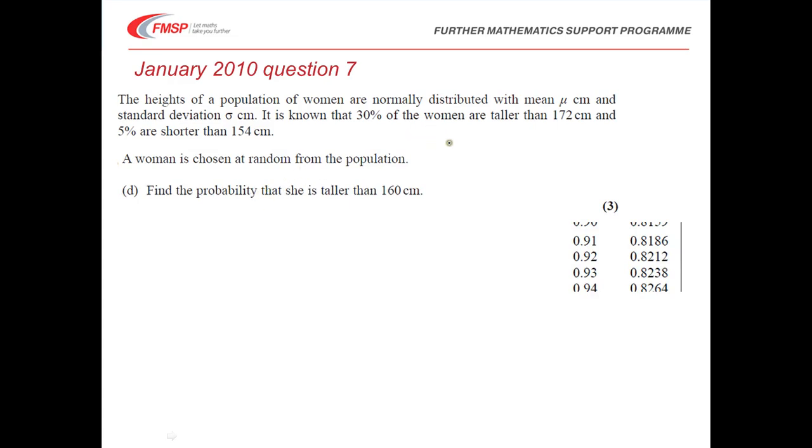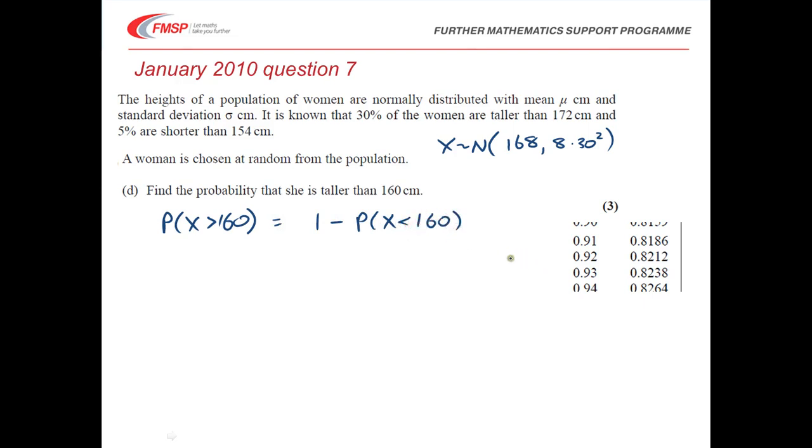Okay, so we can rewrite our distribution now. X can be modelled as a normal distribution with a mean of 168, we're allowed to use that value, and a standard deviation of 8.30, we are allowed to use that value. And we're asked for the probability that she is taller than 160. So there's a variety of ways of doing this. I'm very much a fan of turning the probability around. I'm then going to standardize the 160.